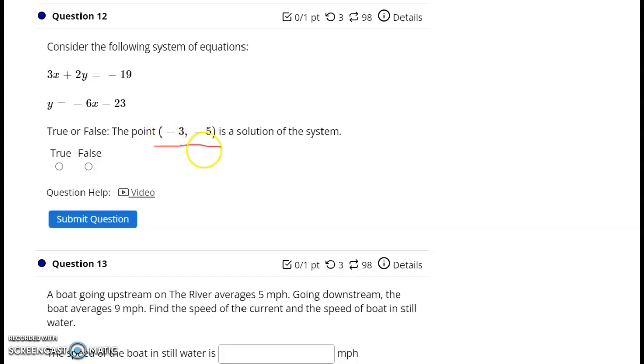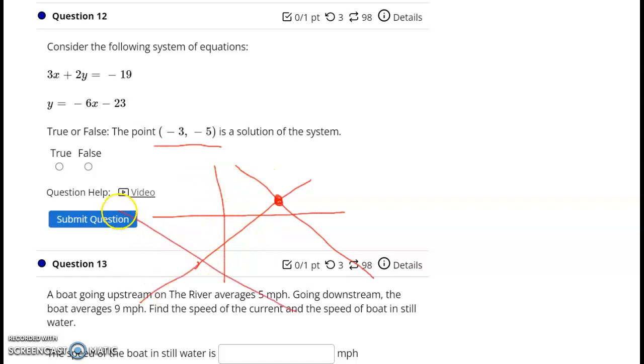How do you decide if it's a solution? What does that even mean? Well, what it means is if I graph these lines, this is not the real graphs, I'm just drawing examples. If I graph these lines, we're wondering, or actually I should have done -3, -5. We'll do it like this. We're wondering if when we draw these lines, if this is the point that they cross at, this -3, -5, right down here. Okay, now we could graph them to find out. That's one way to do it.